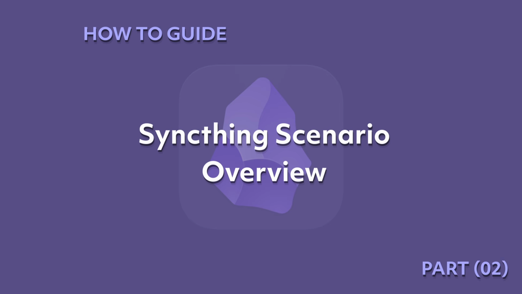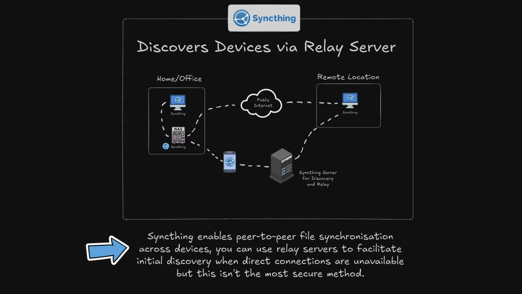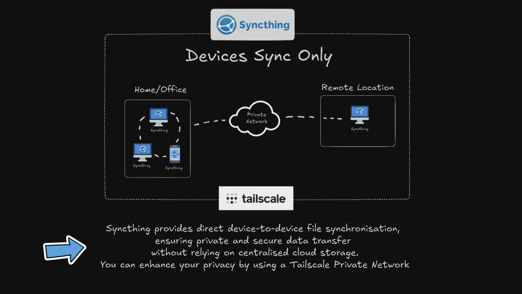Syncthing Scenario Overview. Syncthing enables peer-to-peer file synchronization across devices. You can use relay servers to facilitate initial discovery when direct connections are unavailable, but this isn't the most secure method. Syncthing provides direct device-to-device file synchronization. This ensures private and secure data transfer without relying on centralized cloud storage.